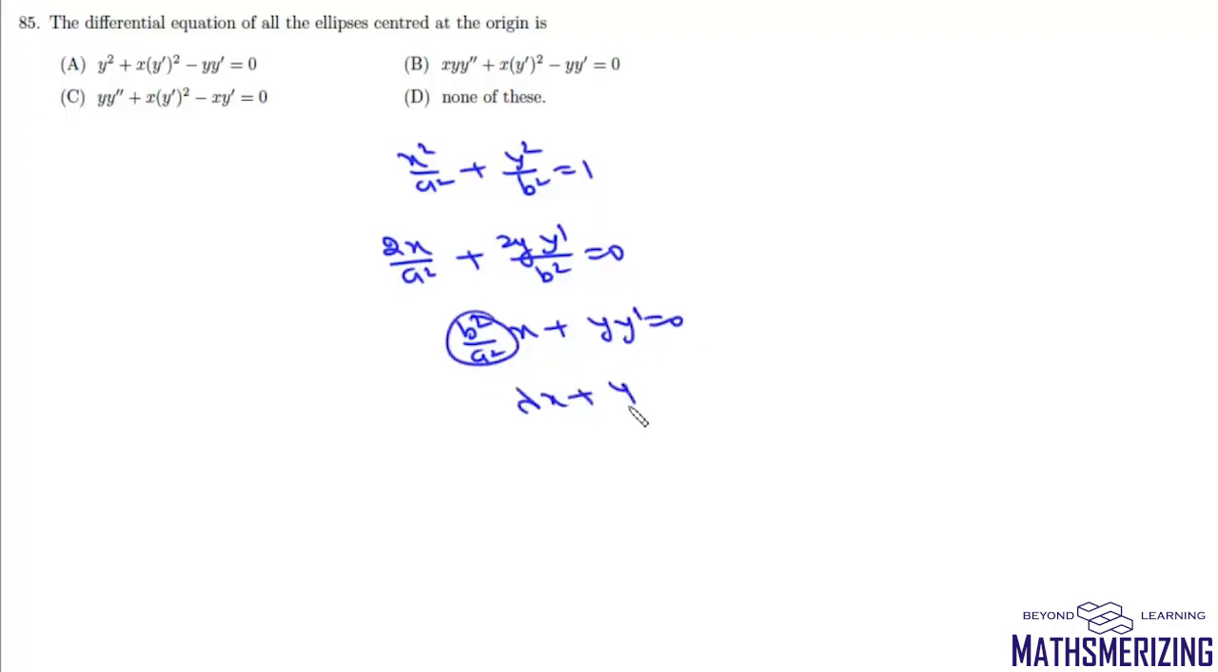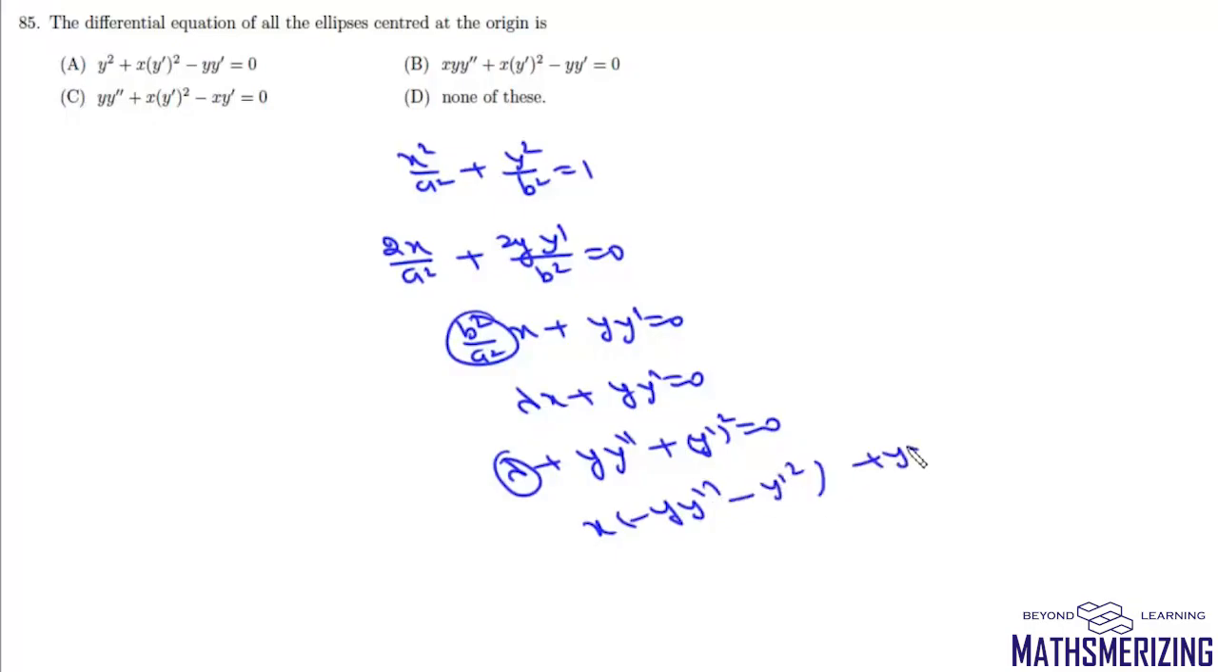So we can write lambda x plus y y dash is 0. Now we'll differentiate again. We'll get lambda plus y into y double dash plus y dash square equals 0. Now we'll put the value of lambda. So we can write x into minus y y double dash minus y dash square plus y into y dash equals 0. So we can write this as x y into y double dash plus x y dash square minus y y dash equals 0, which is your option number B.